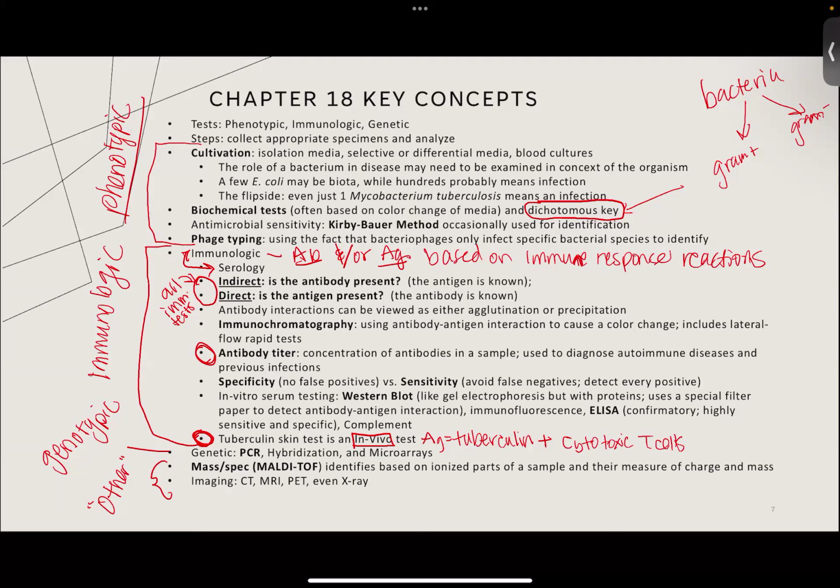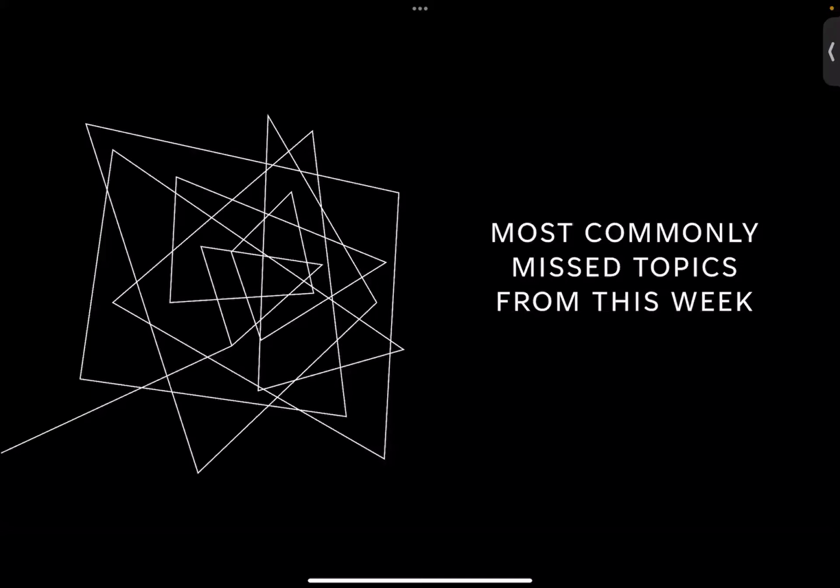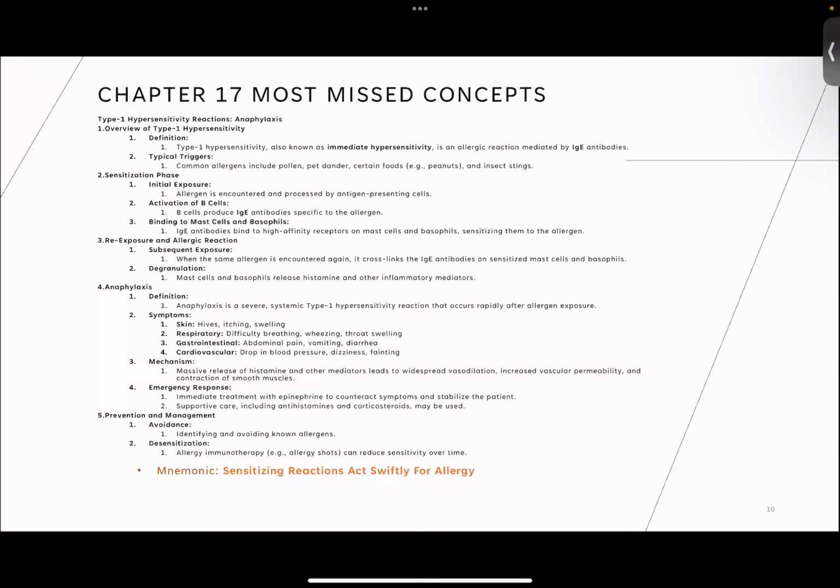And then imaging, these are pretty straightforward. Most people know about imaging. We are looking for areas of infection or areas where there is visible tumor or abnormal aspects of your patient's anatomy, to look at that with imaging without having to use invasive surgical techniques to investigate that stuff. So let's get in finally to our questions for most missed topics.